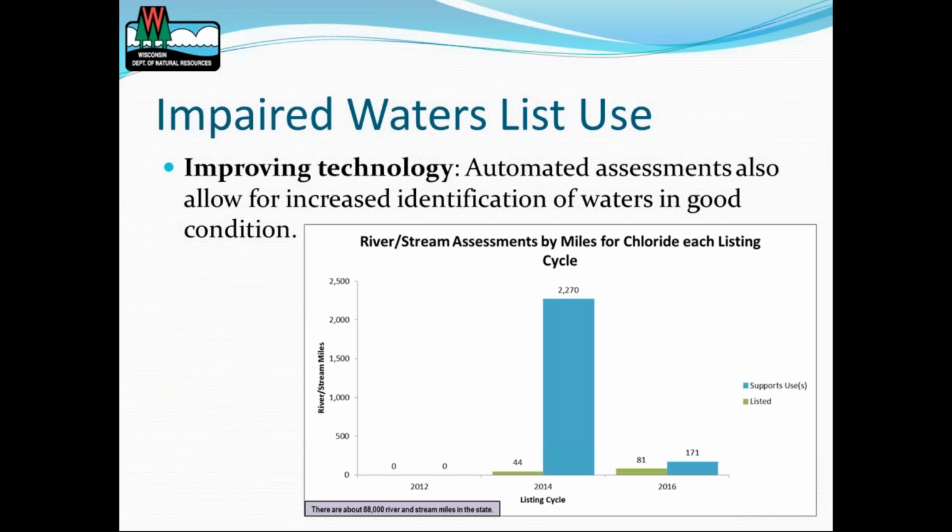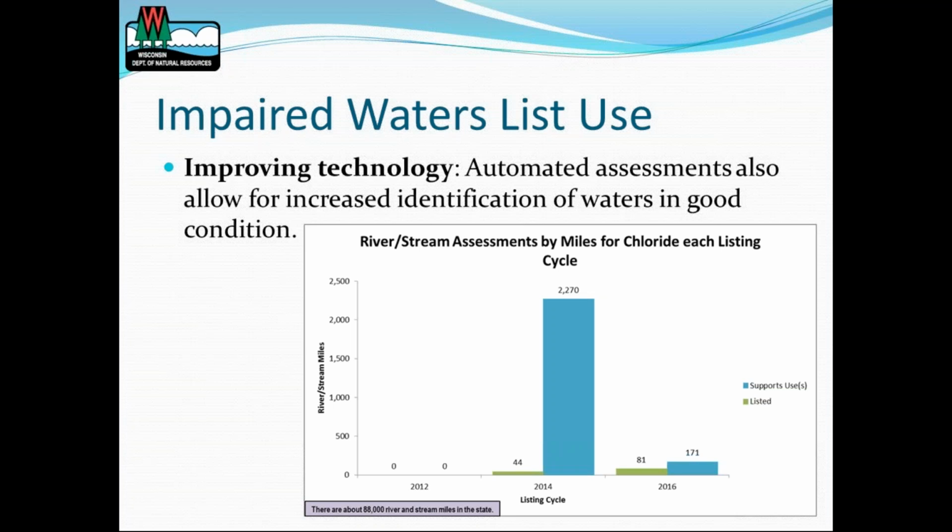With those automated assessment packages, we're able to assess all of the data. With the assessment of all of the data, we can find out how many waters are good. This figure shows the number of stream miles assessed for chlorides in the past 3 cycles, 2012, 2014, and 2016. That's on the x-axis, and the number of river miles is on the y-axis. In 2012, we didn't assess any, but in 2014, we listed 44 miles, but we found that over 2,000 were in good condition. They supported the use of fish and aquatic life.